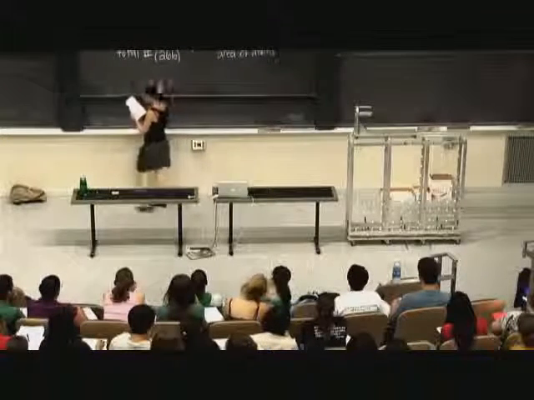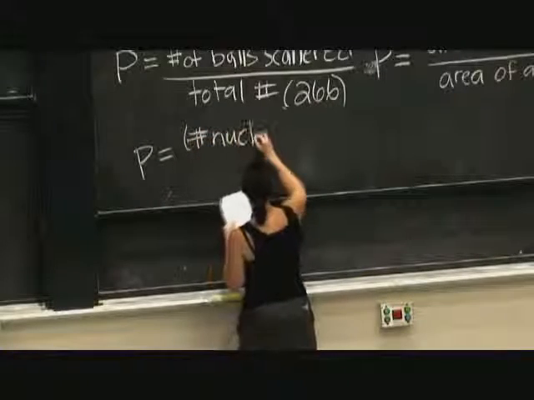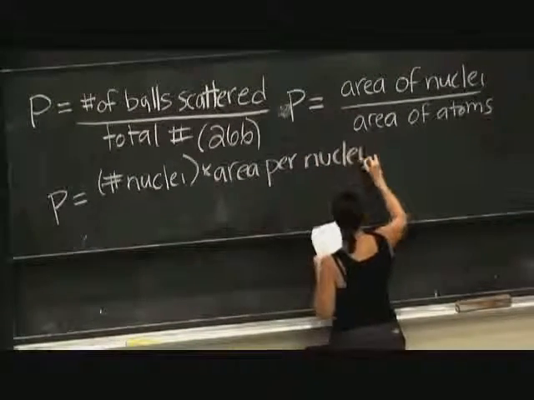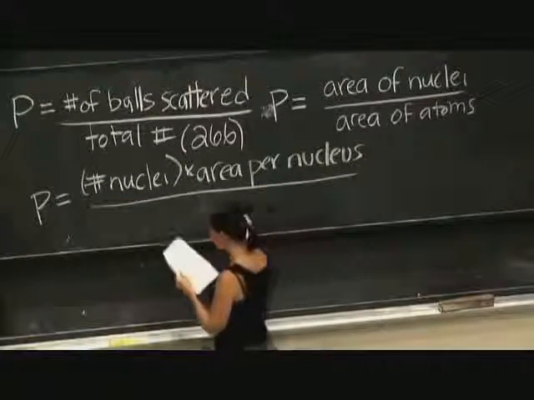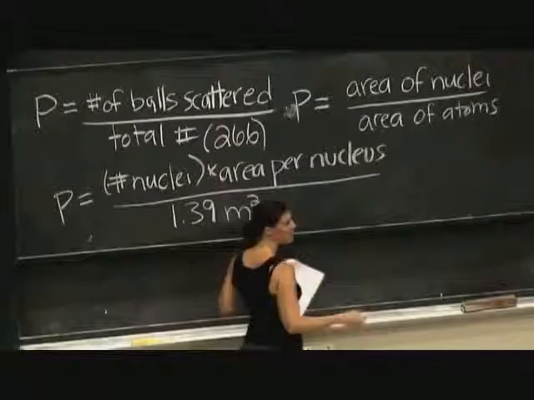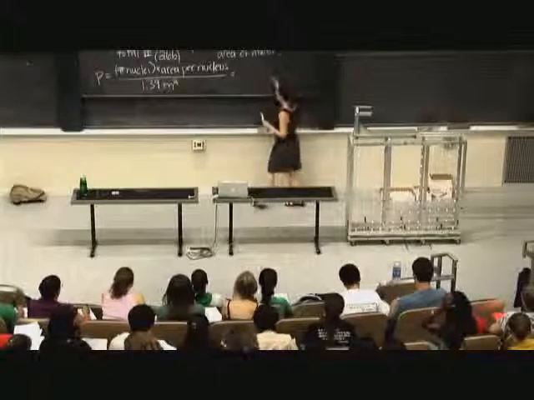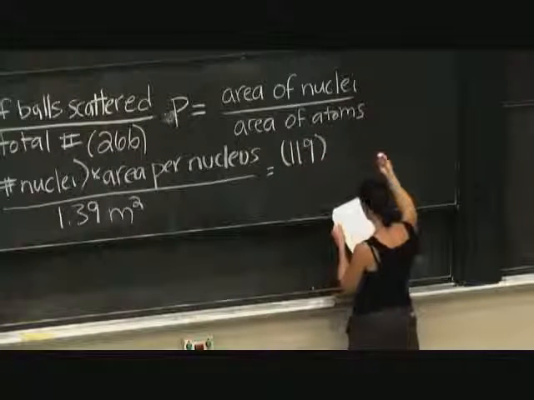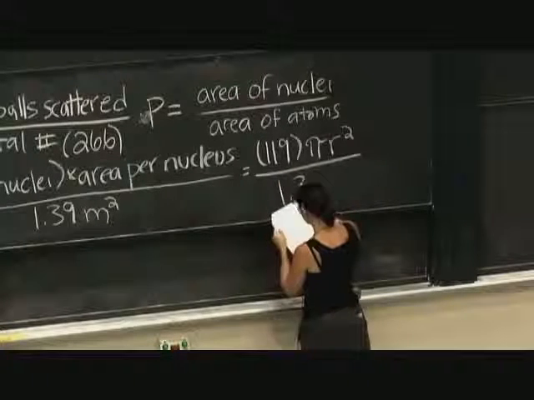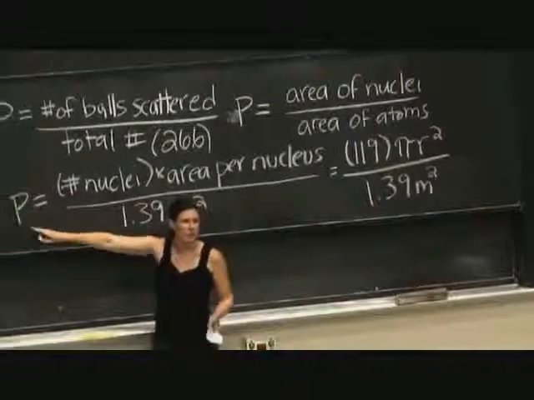All right, so we can figure out what that is. The area of all of the nuclei is going to be the number of nuclei times the area per nucleus. And we're going to talk about the cross-section here to keep it simple. And all of that is divided by the area of the atoms, which is 1.39 meters squared, measuring that space there. So the number of nuclei, if we were to sit and count these as well, is 119. So we'll multiply that by just pi r squared to get that cross-section, and divide all of that by 1.39 meters squared. So what we have here is a relationship that can tell us what the probability of backscattering is.